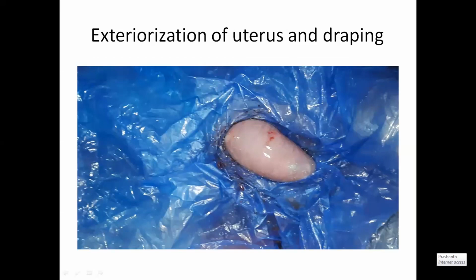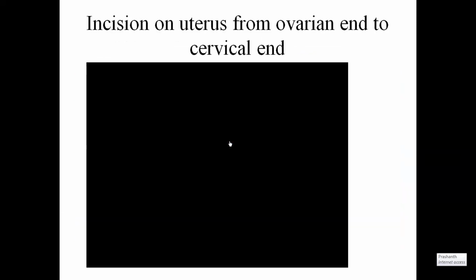So externalization of the uterus, this is the most important step. First we should take out any part of the uterus outside the body. We should drape it. So after giving the incision here, all the content should come out. No content should enter the abdomen.